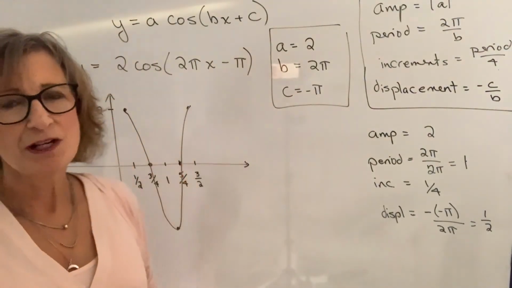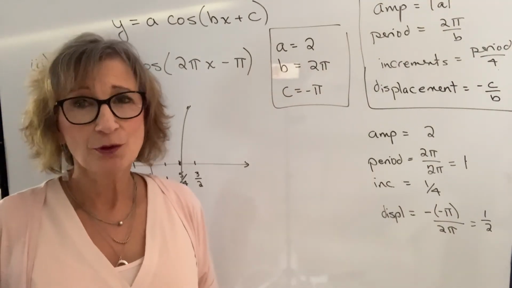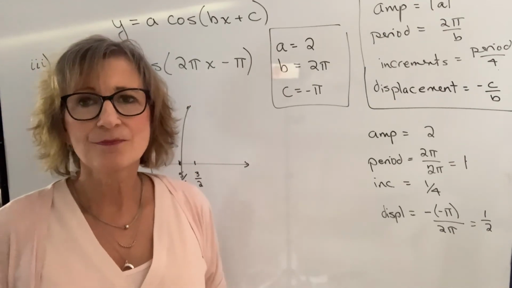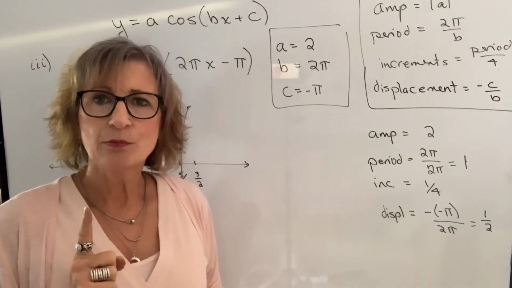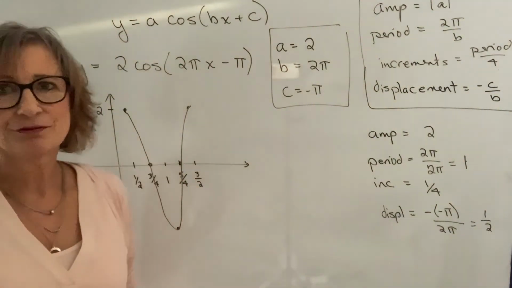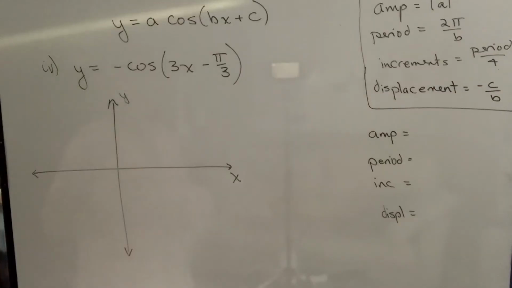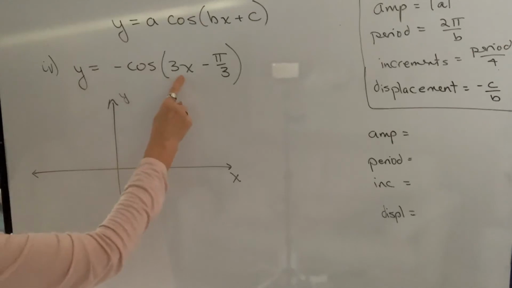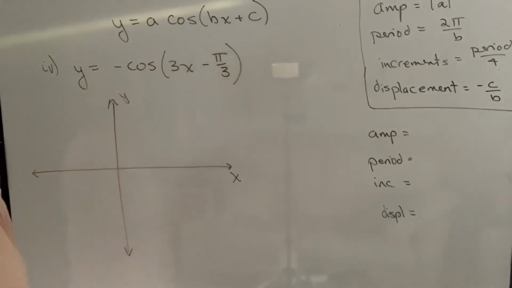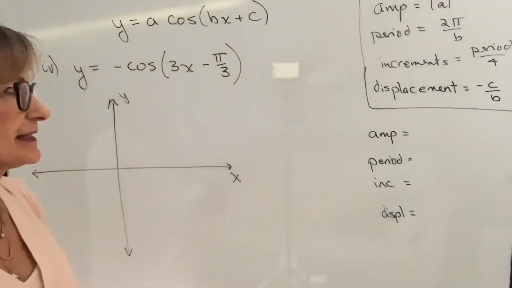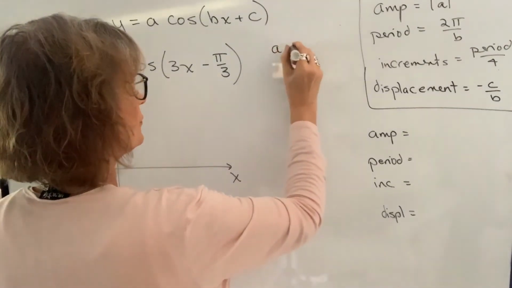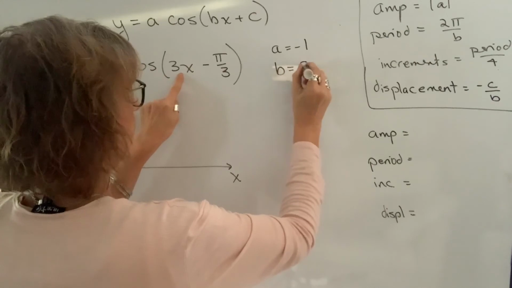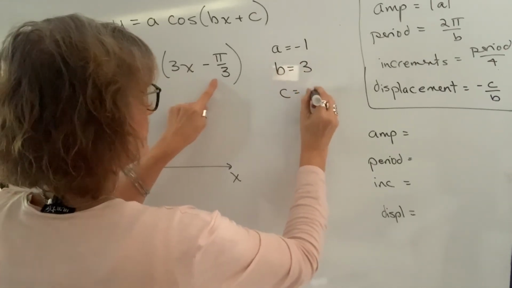Notice that I'm just doing one cycle of the graph. If you're required to do more, then you're going to have to continue it to the left and to the right. I just want to do one more example where a is negative. So let's take a look at that. Our last example is y equals negative cos of 3x minus pi over 3. I start off identifying a, b, and c. So a is negative 1, b is 3, and c is negative pi over 3.